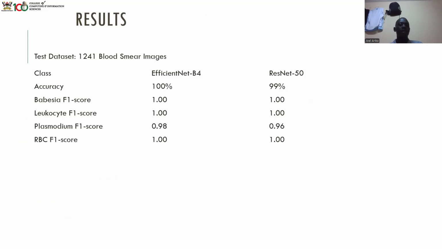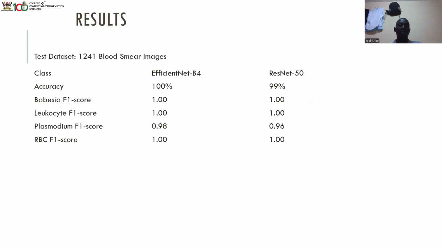Then the results that we had: I had 1,241 blood smear images. Of course, the overall accuracy for the EfficientNet was 100%, then for the ResNet it was 99%, as you see there. Then the Babesia F1 score was 1.0 for the EfficientNet, and equally for the ResNet it was 1. Then for the leukocyte, the F1 score was 1, even for ResNet 1.